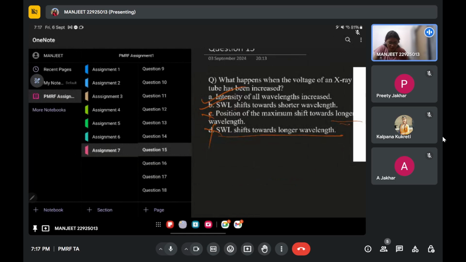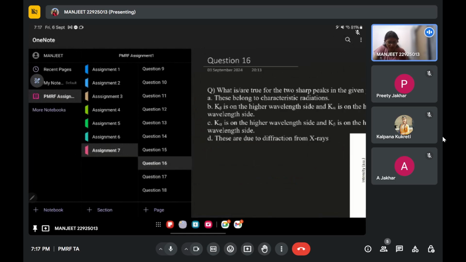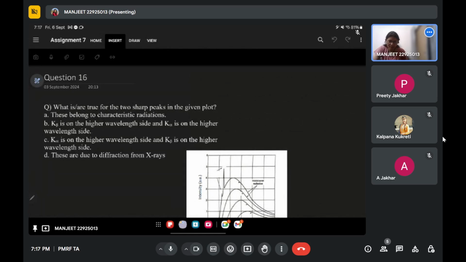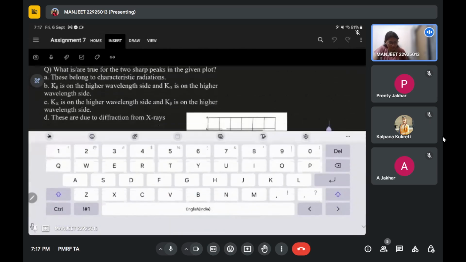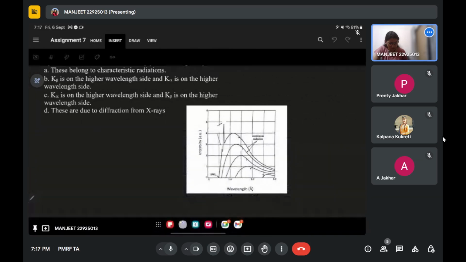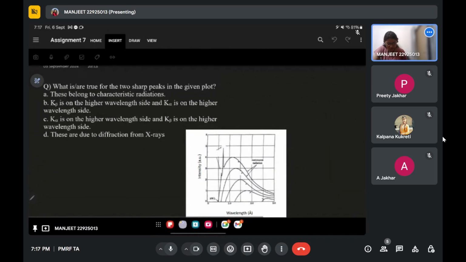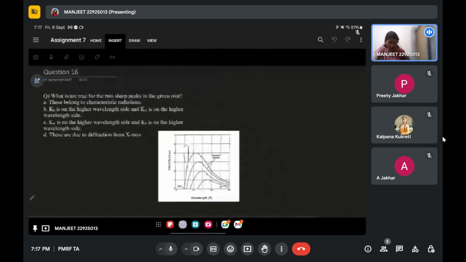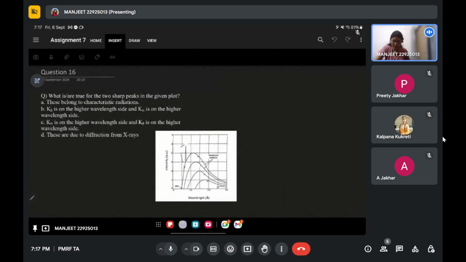Okay, let's move to the next question. In question number 16, we have the same graph as earlier, but here it asks which of the following is correct in the given plot. Two sharp peaks, because there are two sharp peaks: this is one sharp peak and another is these two sharp peaks.